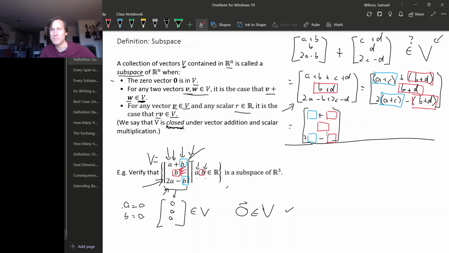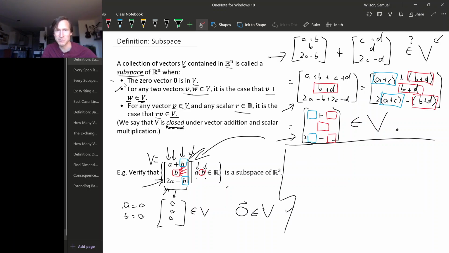So this shows that this sum of vectors really does match the formula for all the vectors in V, and that means that this is in V. So we started with 2 vectors in V, we added them, and we ended up in V. So that means V is closed under addition. Good, that's the second property for a subspace. Now let's check to see if it's closed under multiplication.